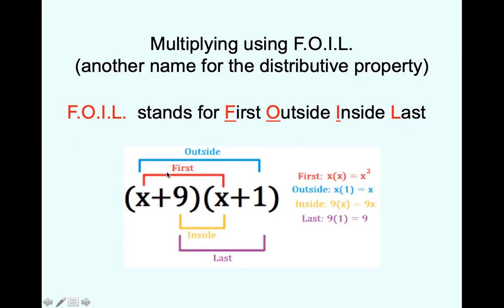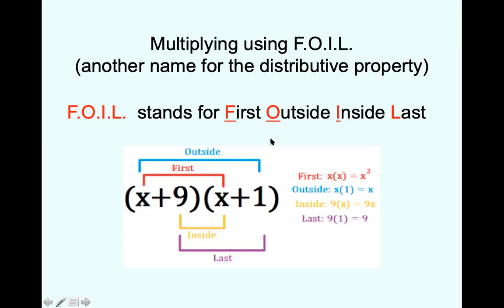The first that we talk about, this F, is where you multiply the first term in this parentheses times the first term in this parentheses. So x times x would be x squared. That's our first. The outer or outside are these extremes. So x times this number way over here, which is 1. X times 1 would be 1x or x.